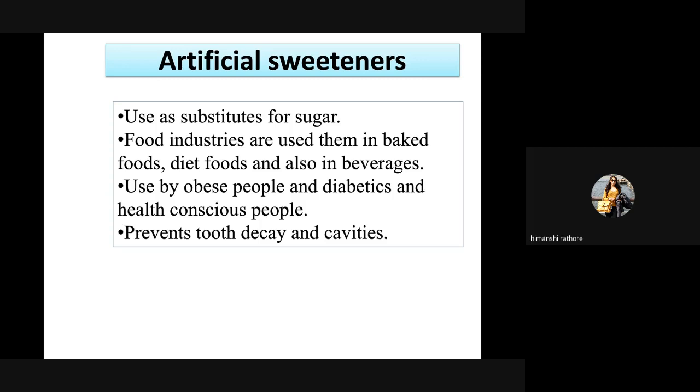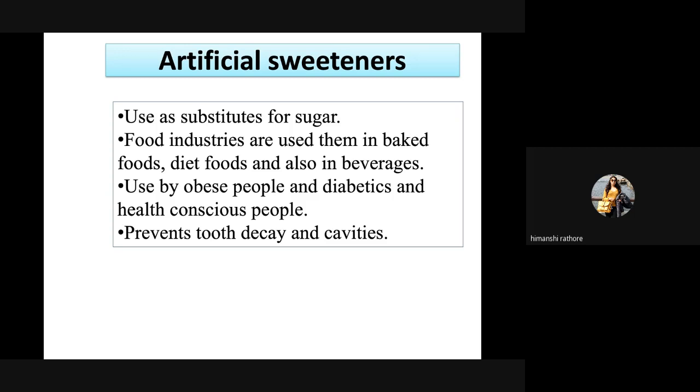So there are certain levels which have been decided by the food authorities, that only this much quantity can be consumed. So aspartame is being used as an artificial sweetener, and that is why diabetic people use sugar free products, which are readily available in today's market. They are using that artificial sweetener for making their tea, making their other dishes sweet in nature.